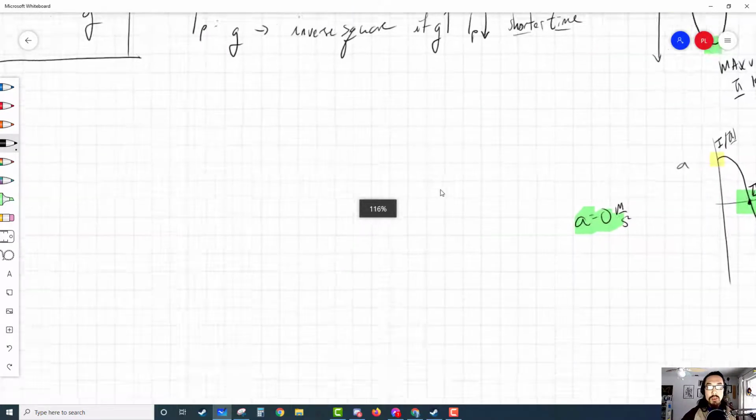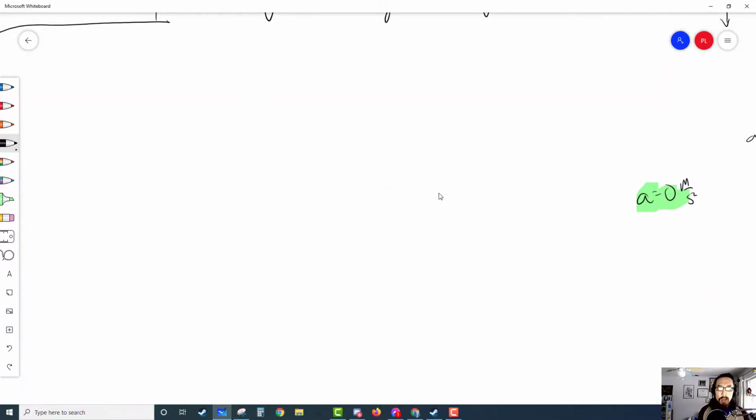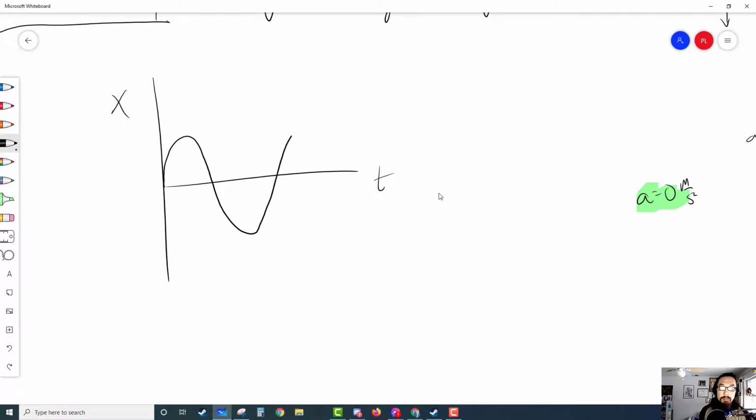Before we get into springs, I just want to go over a couple of different things that you might see. So if you see something like a position time graph, and you need to determine the period, you can think of period like time. It's not time, but you could think of it like time, where the units are still in seconds.